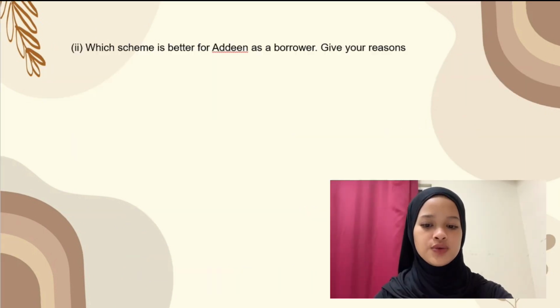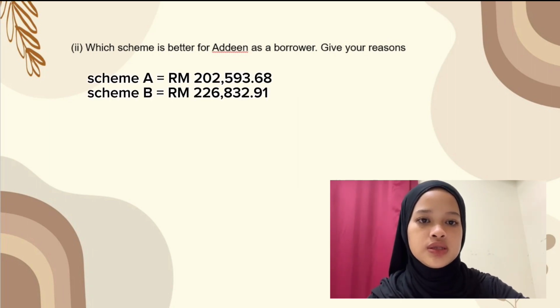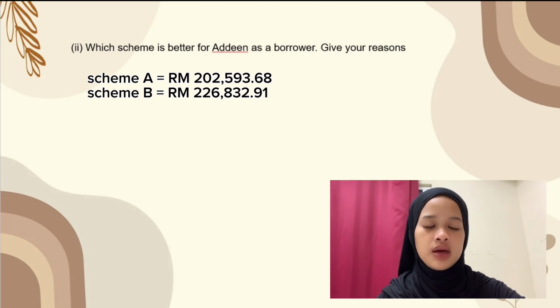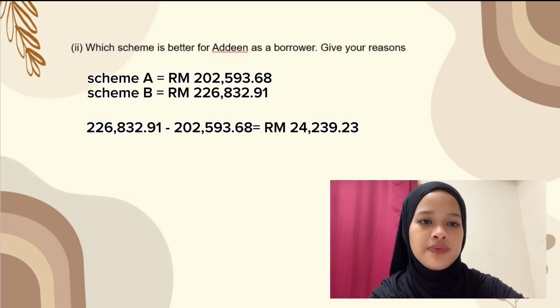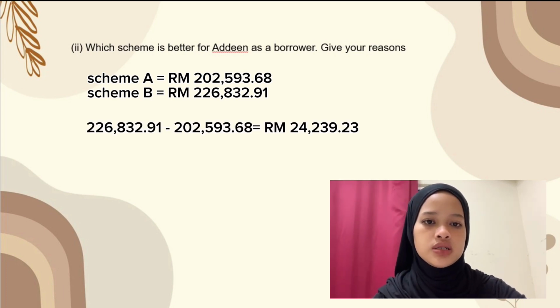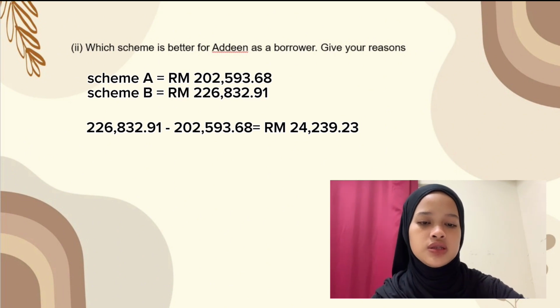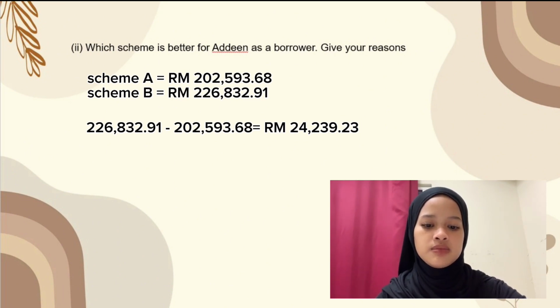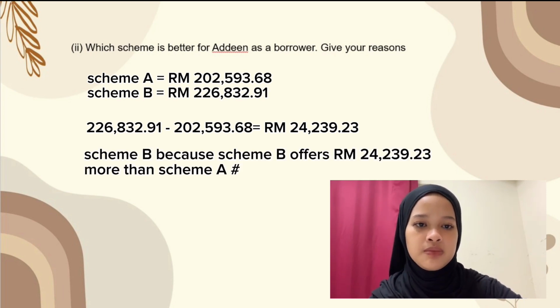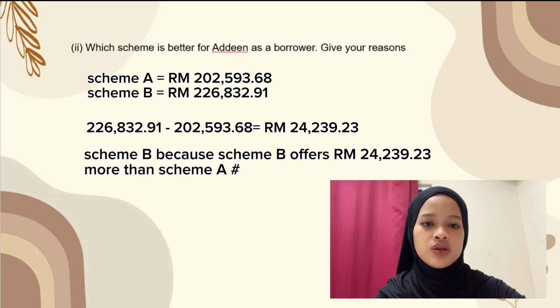For question 2, which scheme is better for a borrower? Give your reason. Then we need to subtract Scheme A from Scheme B, and we will get the answer 24,239 ringgit 23 sen. The better scheme is Scheme B, because Scheme B offers 34,239 ringgit 23 cents more than Scheme A.